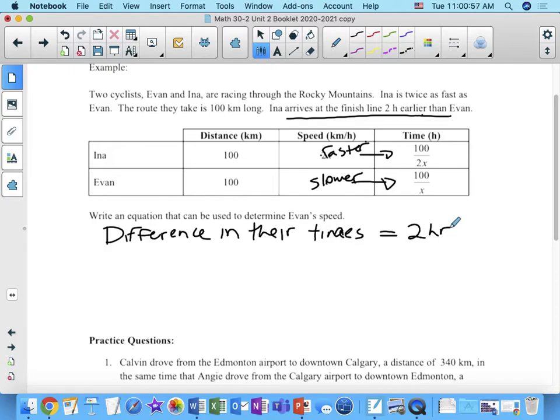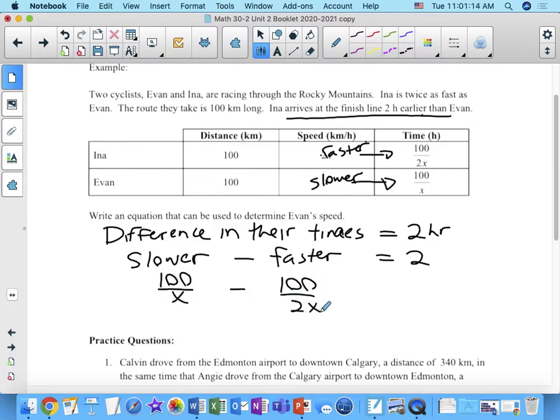Okay, so we've got to take slower minus the faster equals 2. And the slower time is Evan. So that's 100 over x minus 100 over 2x equals 2. And that's your equation. A lot of students will work quickly with this difference in time, and they will switch these two around. Then your equation actually won't model the situation.